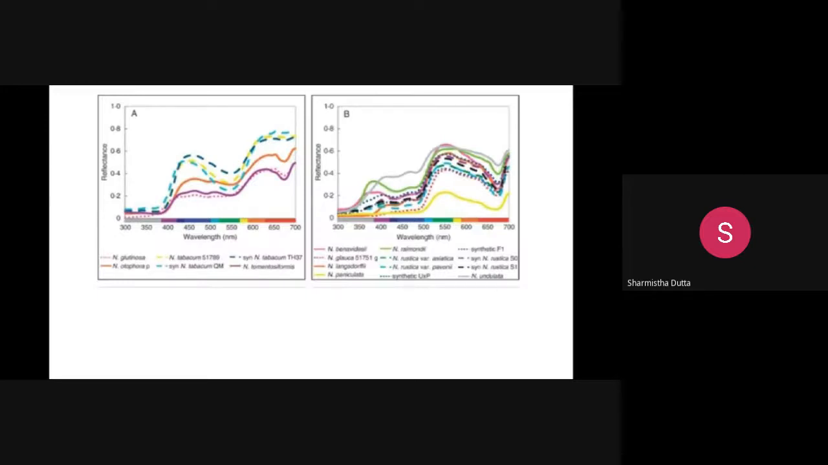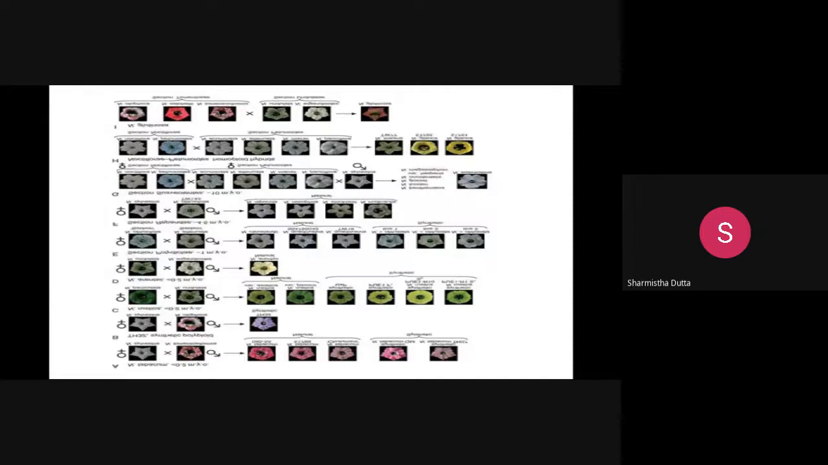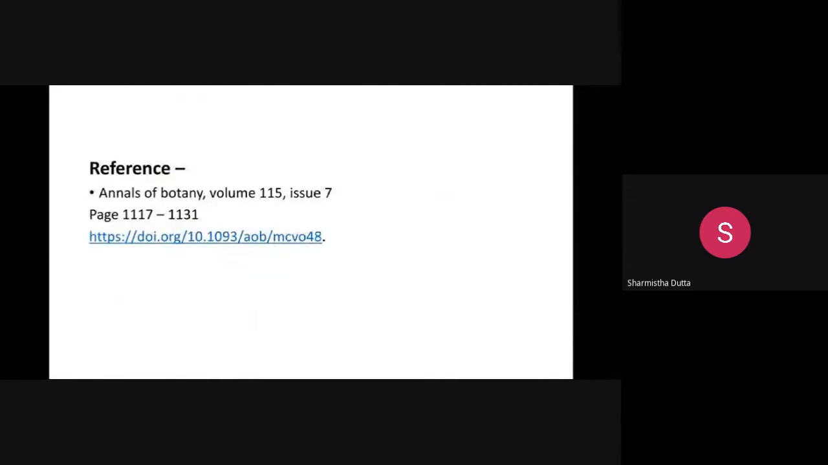This is the graph which roughly corresponds to the color perceived by human observation through spectral reflectance. These are the different floral colors which are seen in the plant Nicotiana. Then these are the references.